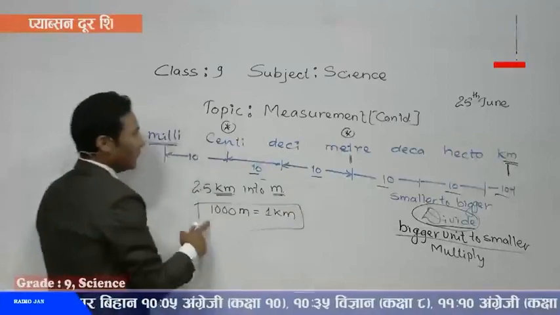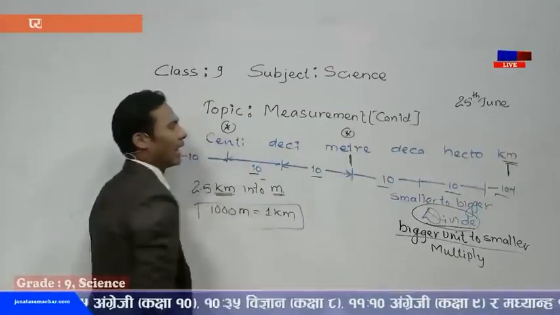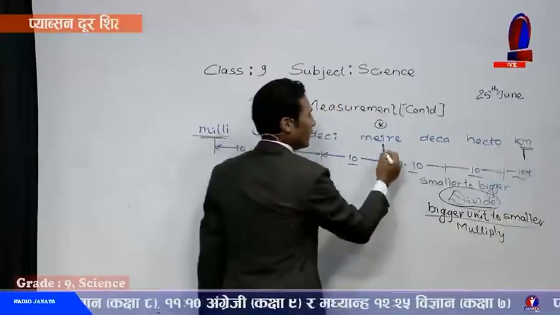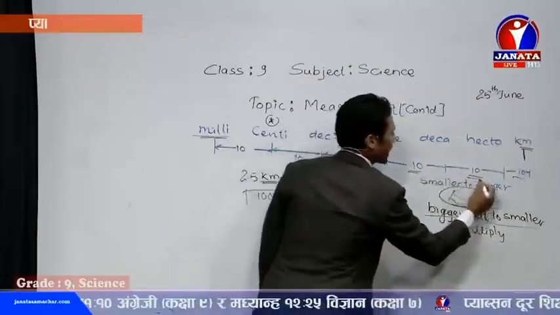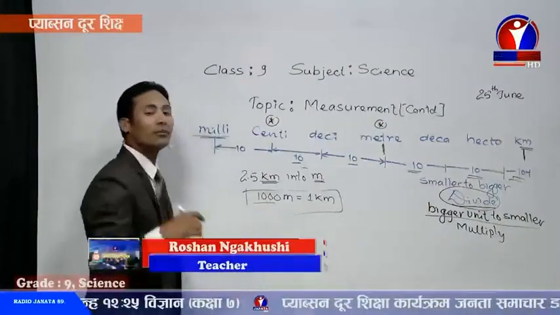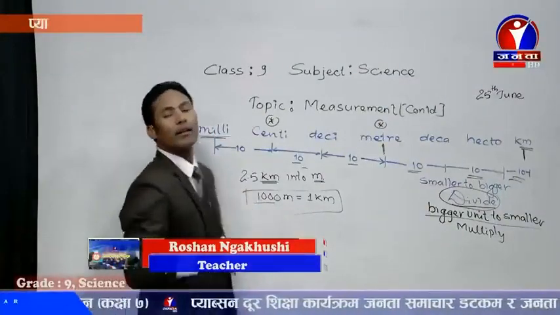Meter is here and kilometer is here, right? So between this meter and the kilometer there are 3 tens. When you multiply those 3 tens, that will be 1000. So 1000 meter equals 1 kilometer.